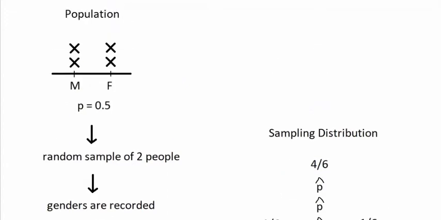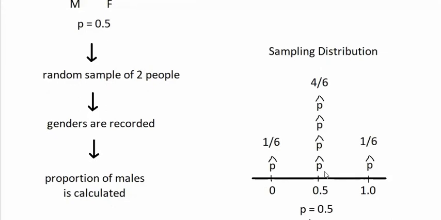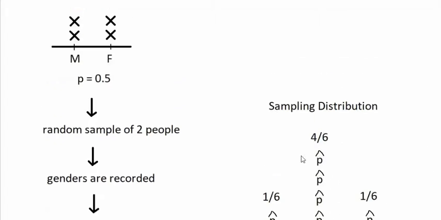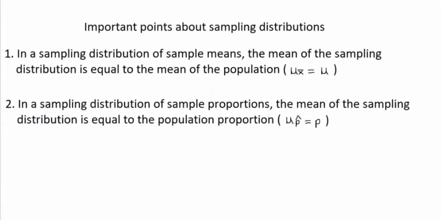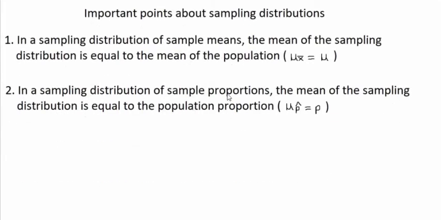Let's try it out. 0 plus 0.5, 0.5, 0.5, 0.5, plus 1 equals a total of 3. 3 divided by 6 is 0.5. So the mean of the sampling distribution is 0.5. The population proportion is 0.5. So like I said, in a sampling distribution of proportion, the mean of the sampling distribution is equal to the population proportion.